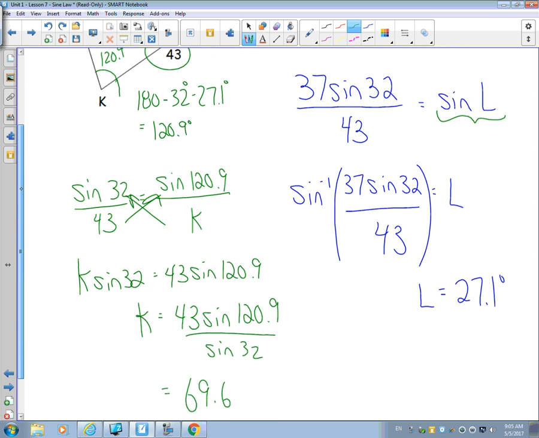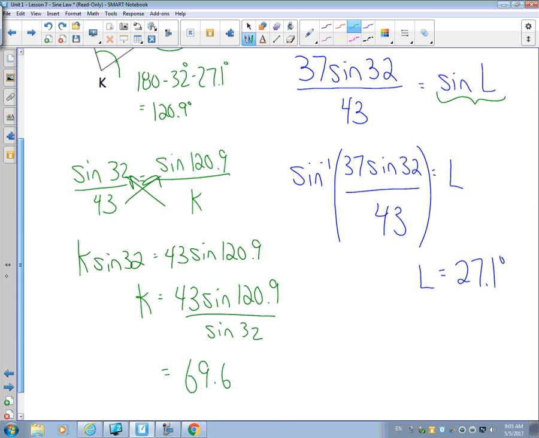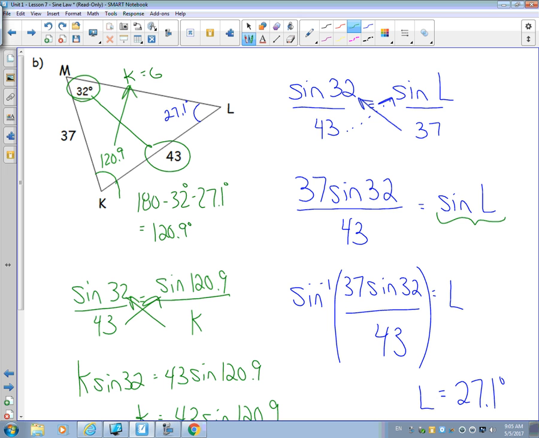One thing I want to point out: am I on the right track? Do I have the right answers? A little rule for you. The biggest angle should always be across from the biggest side. So side K, we got 69.6. It's the biggest side of them all, so it should be across from the biggest angle. And 120.9 is definitely the biggest angle. So it gives us a hint if we're on the right track. Small side, smallest angle. Biggest side, biggest angle.